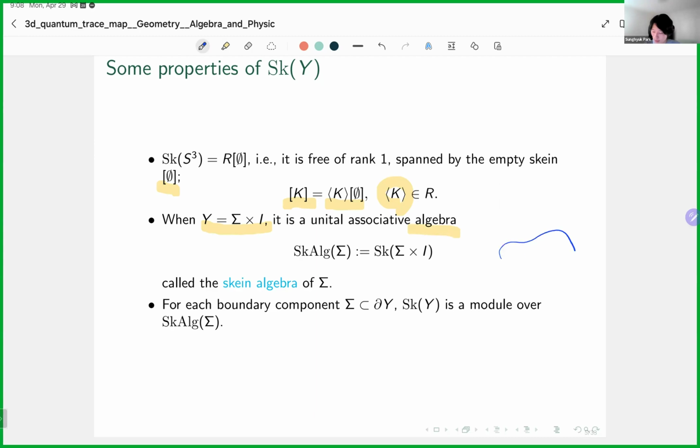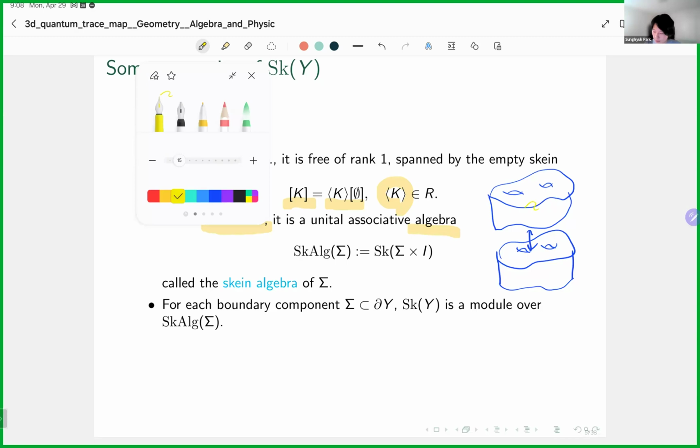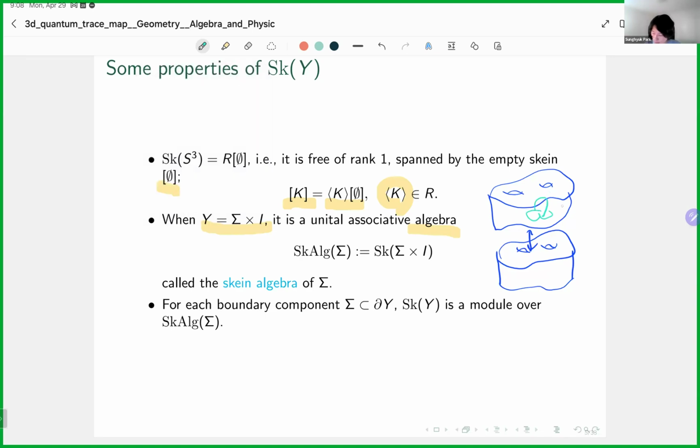because, if we have a surface times an interval, we can stack another copy of the surface times interval on top of it. And so whenever we have some link in the first copy and another link in the second copy, then by just stacking one on top of another, we get a new link in the surface times interval. This gives a unital associative algebra structure on the skein module. So in this case, it's an algebra, and it's called the skein algebra of the surface.